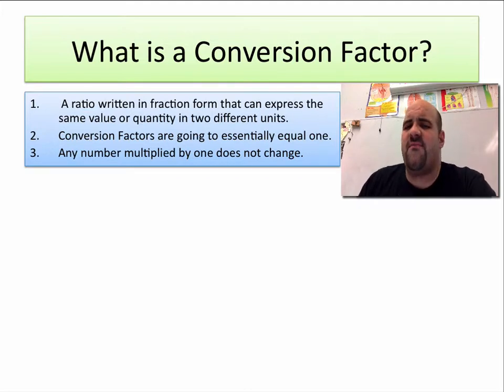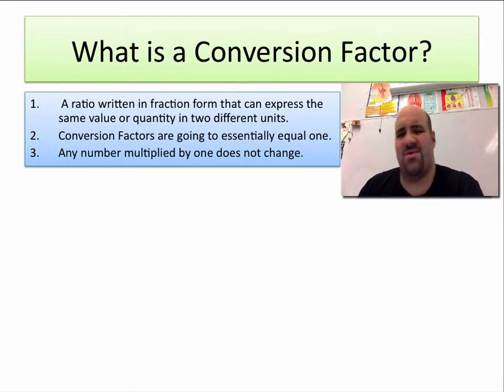For our purposes, conversion factors are going to usually equal 1. As we're using them in order to convert from one unit into another, we're going to have to say that conversion factors are going to equal 1. And we know that any number multiplied by 1 does not change. 1,000,000 times 1 is 1,000,000. 5 times 1 is 5. So by using conversion factors, we're able to change numbers from one unit into another.